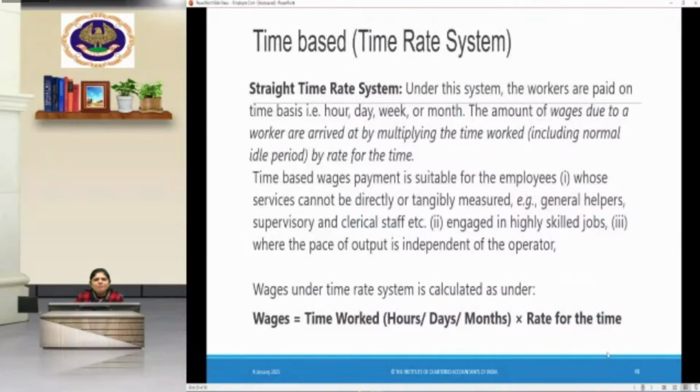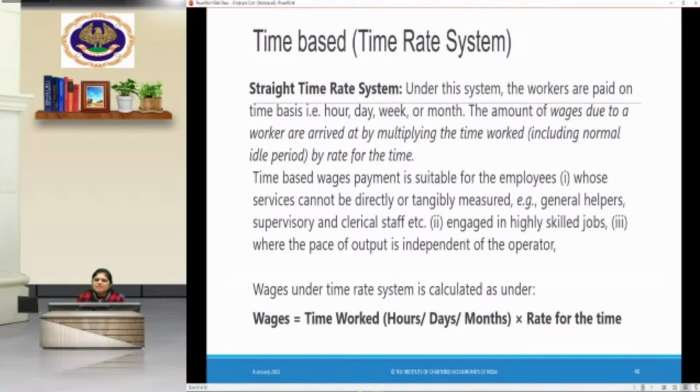Now the time-based system. We have a straight time rate system, where workers are paid on a time basis: hourly, weekly, monthly, or daily. We calculate the time worked into the rate for the time. So rate per day, per hour, per week, or per month, into whatever the measurement unit is, accordingly we have the time worked. So, number of hours in a day, or number of hours in a week, or number of days in a month, and so on.